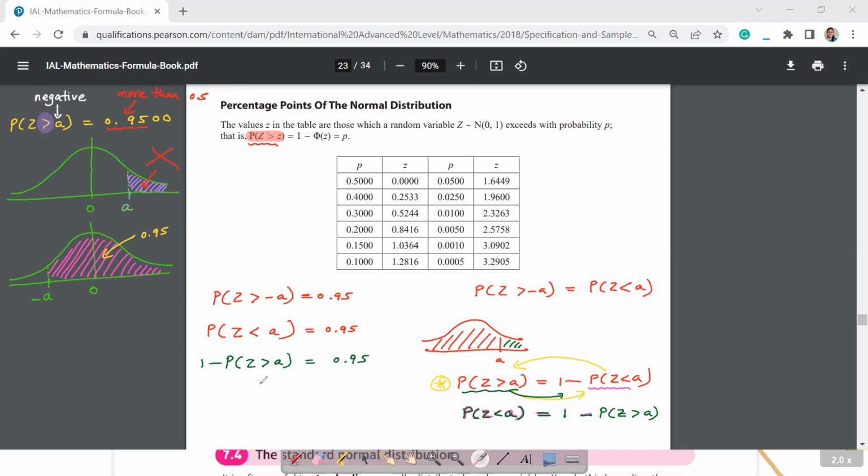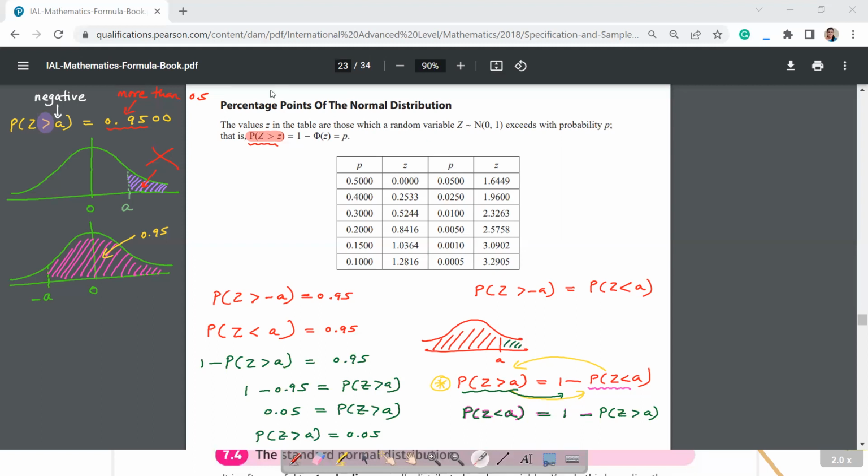So let's now work and get the area. 1 minus 0.95 is equal to probability Z greater than, and 1 minus 0.95 is 0.05, right? This table is built for Z greater than A probability. Now we have converted our A value to positive, and we have Z greater than also, so both conditions are satisfied to use the table.